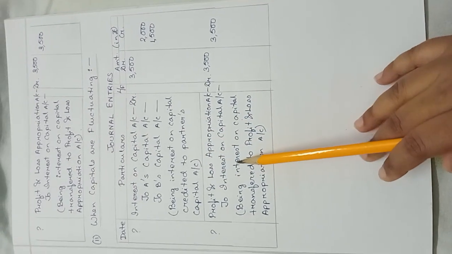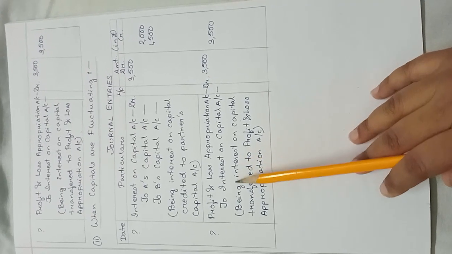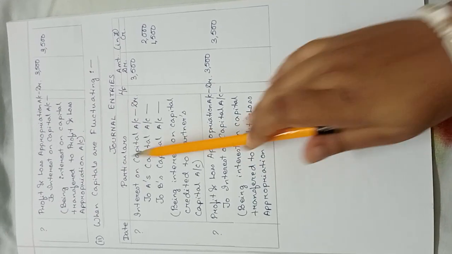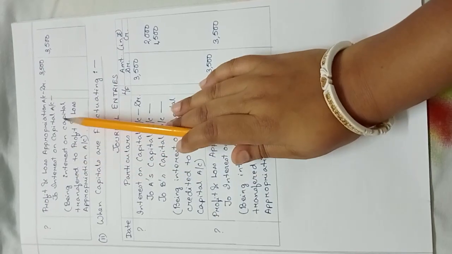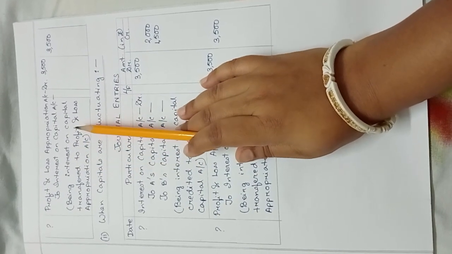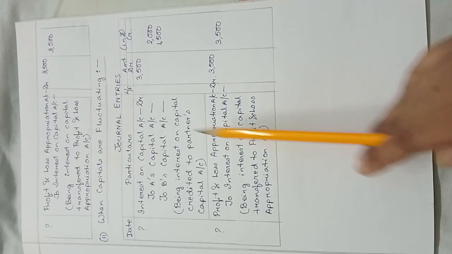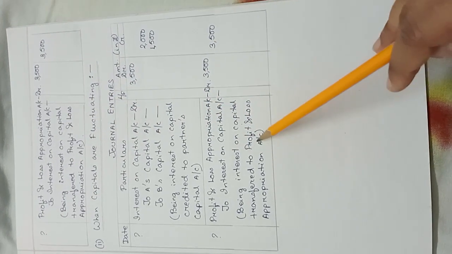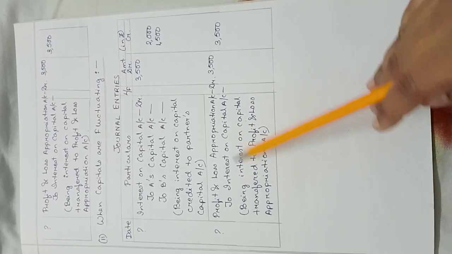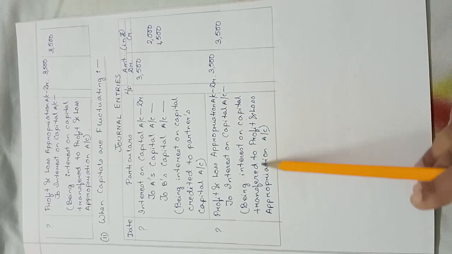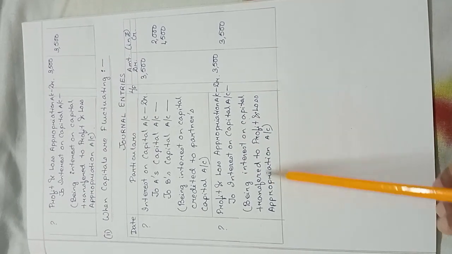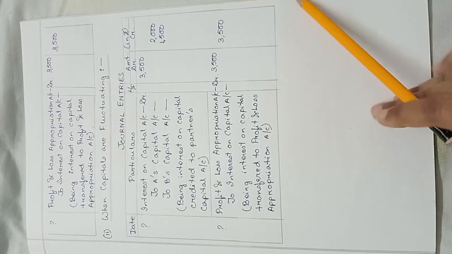And lastly, the entry is the same as in the case when capital is fixed. When capital is fluctuating, the last entry will be the same, that is, it is transferred to the P&L appropriation account. Being interest on capital transferred to P&L appropriation account.